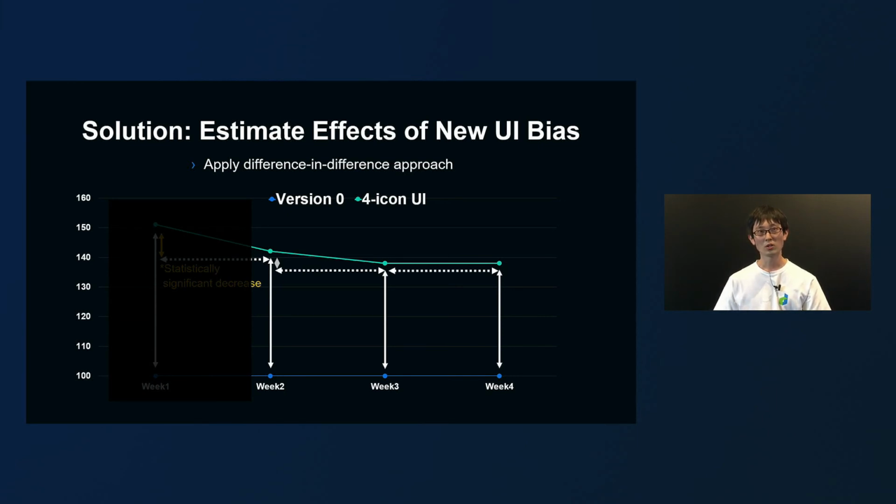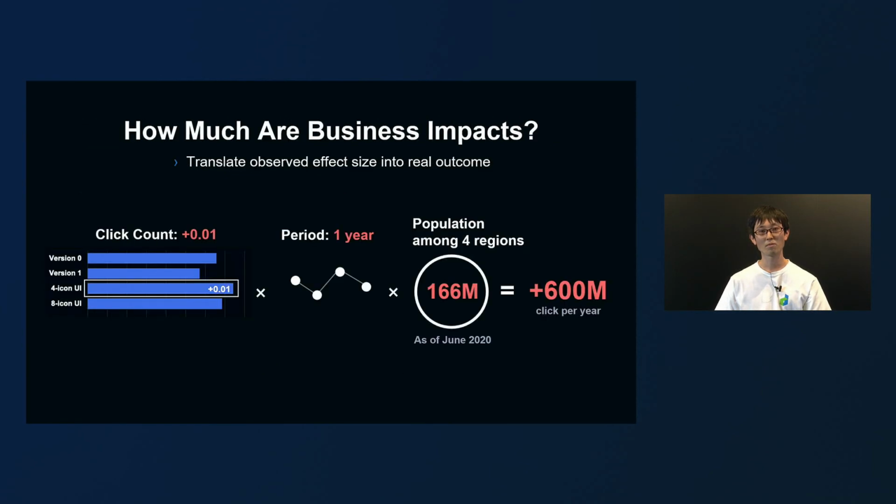In our test also, we removed the first week and we reassessed our A/B test. Still, we had the same result. 4-icon UI was the winner, but through the statistical analysis, the result was reassured.